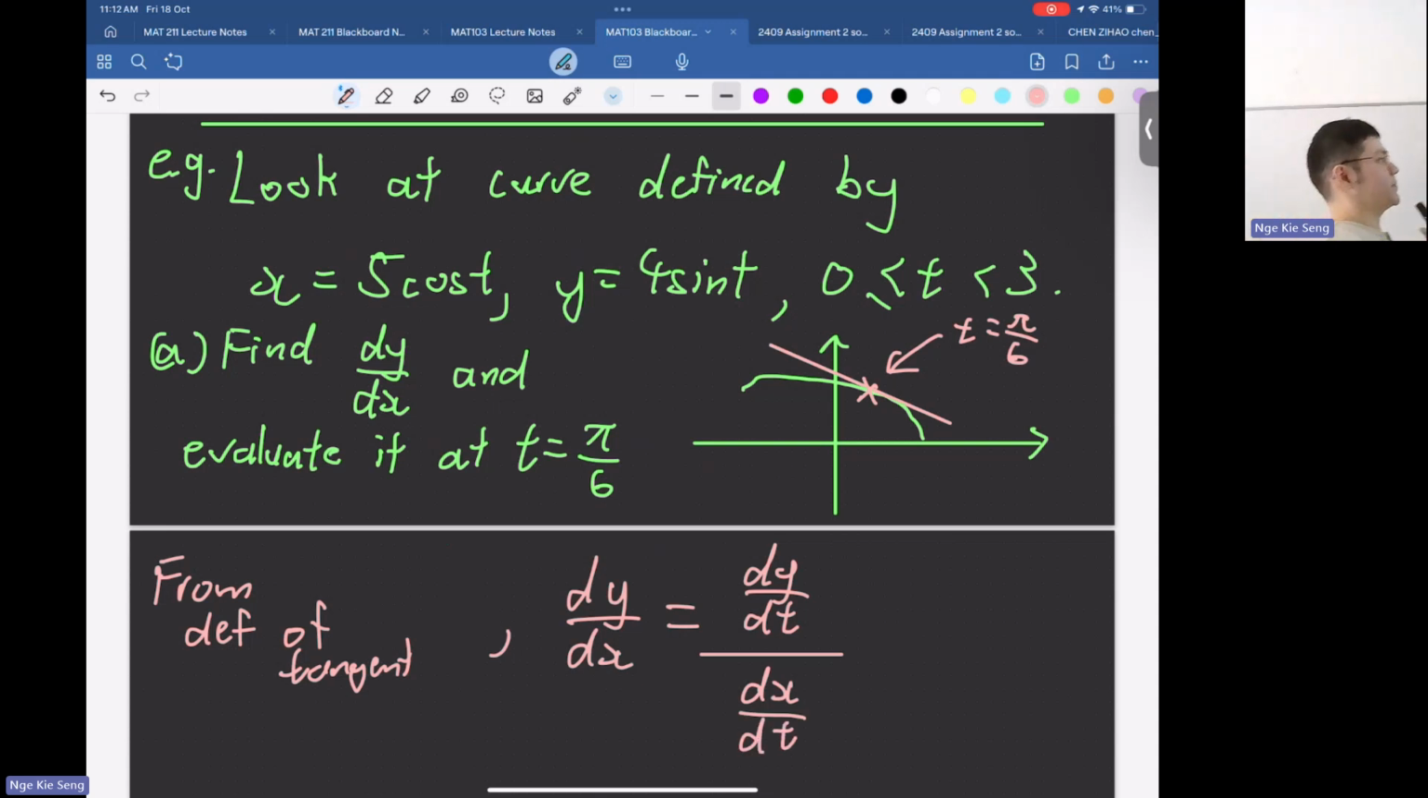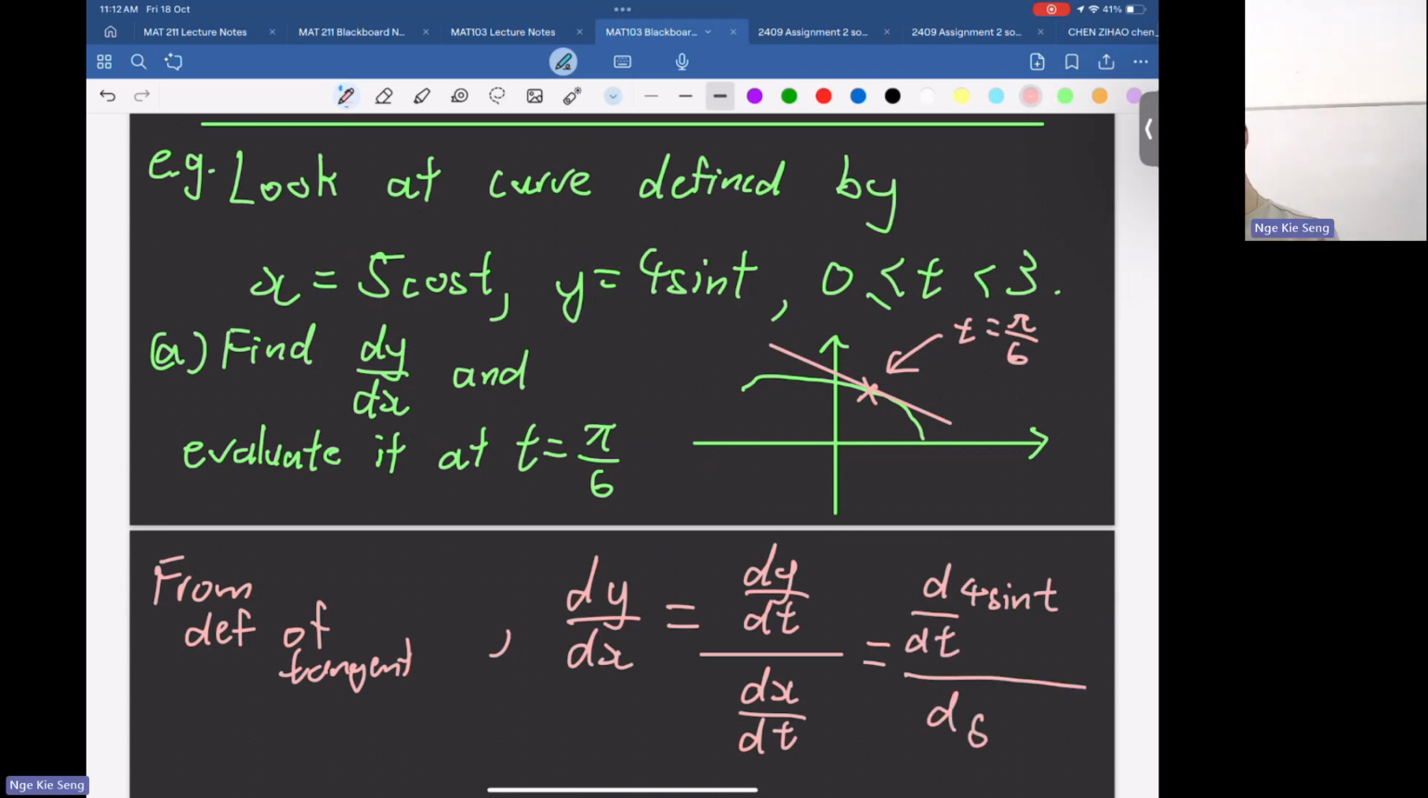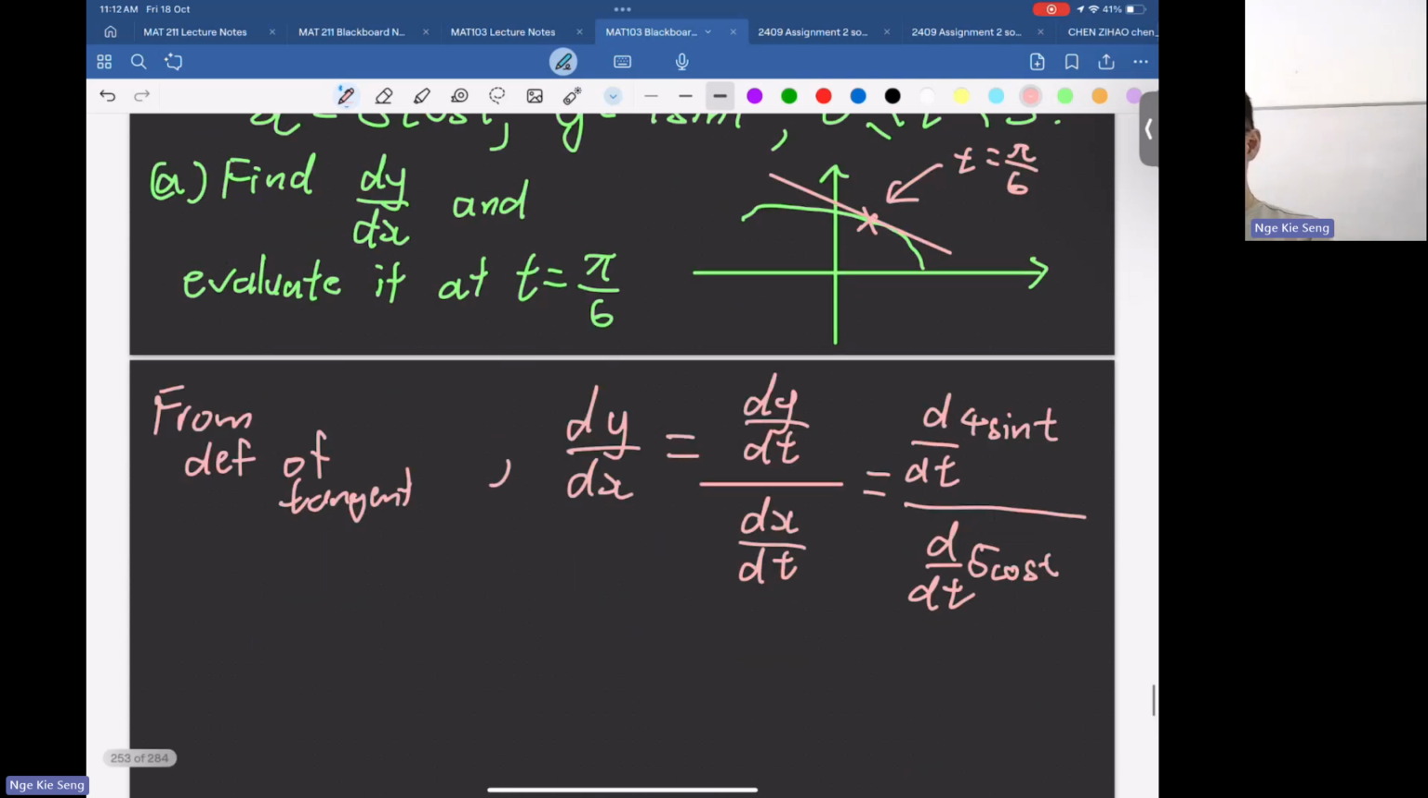But can we do this or not? Can we differentiate y and x with respect to t? Can or not? We can, right? Because we have differentiable functions. So we differentiate. In particular, we differentiate 4 sin t with respect to t over, we differentiate 5 cos t with respect to t. So I think you know how to compute this, right? So what's the numerator here?